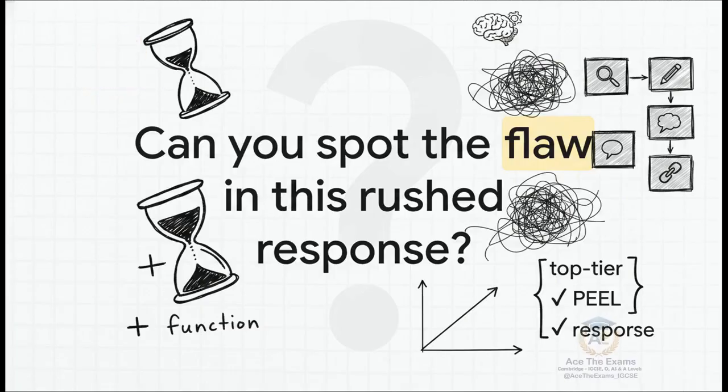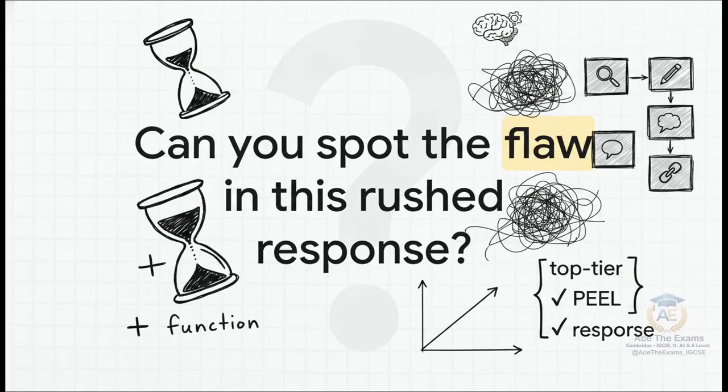A top-tier PEEL response would sound like this. Point: the gradient of the curve is positive for x greater than 0. Evidence: because dy/dx equals 2x, which is greater than 0 when x is greater than 0. Explanation: therefore, the function is strictly increasing in this domain. Link: this confirms the nature of the curve shown in the given context.